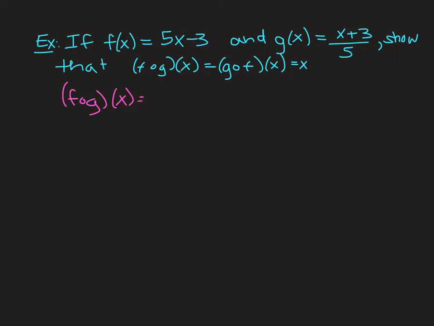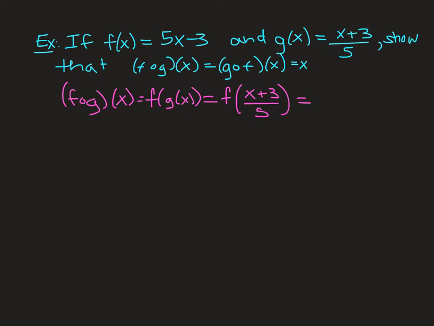So I'm going to start by figuring out what f of g of x is. We'll start with f of g of x, and I'm going to go ahead and write that all out. This one we don't have any numbers, so unfortunately it's going to be a little bit longer. So I write this as f of (x plus 3) over 5.